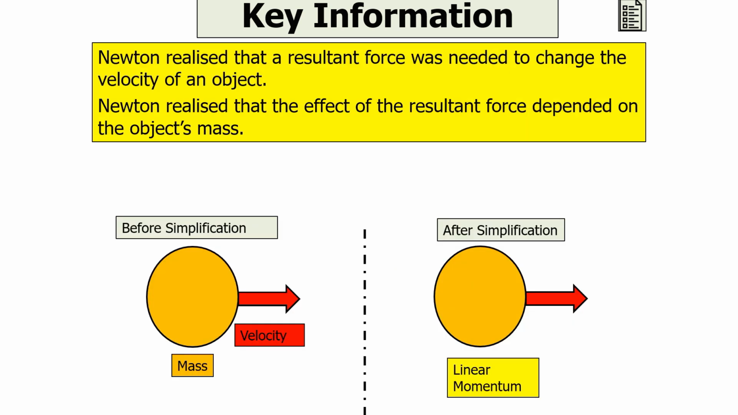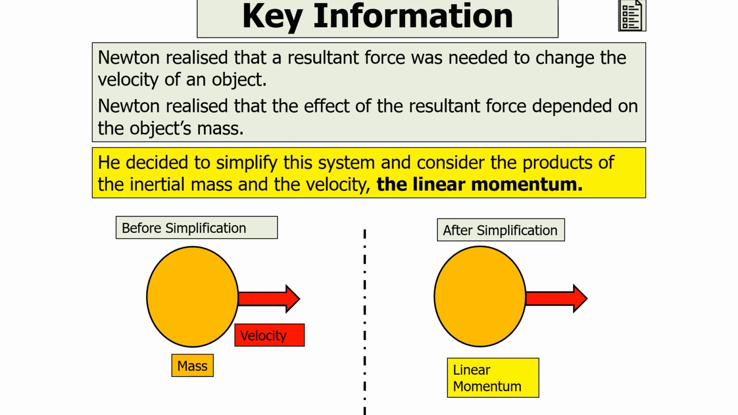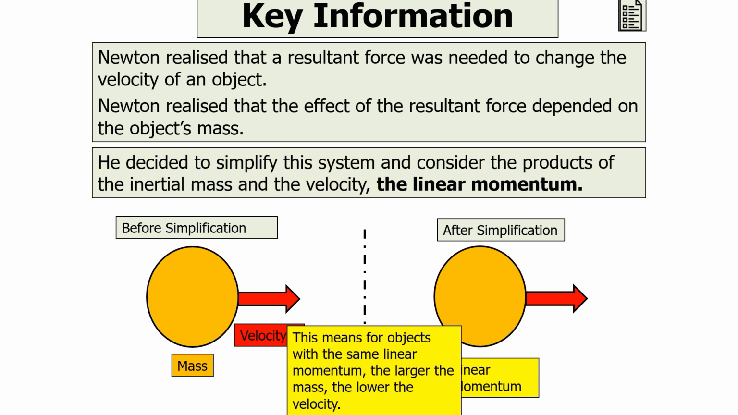Now, Isaac Newton realised that a resultant force was needed to change the velocity of an object. Newton realised that the effect of the resultant force depended on the object's mass. It's better here to term mass as inertial mass. So what he decided to do was simplify this system and consider the product of inertial mass and velocity, which he called the linear momentum. What this means is that for objects with the same linear momentum, the larger the mass, the lower the velocity, and the smaller the mass, the higher the velocity.